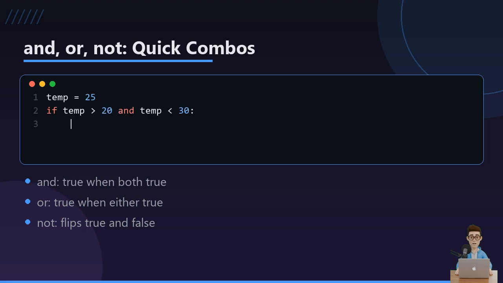These three little words let you build richer questions. And needs both sides true, or is happy with just one side, and not simply flips the answer around. 25 sits between 20 and 30, so it's comfortable. And it's also not too hot.